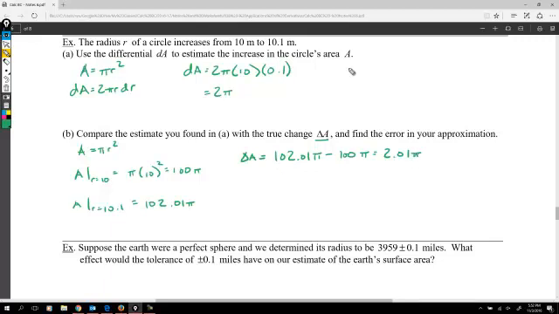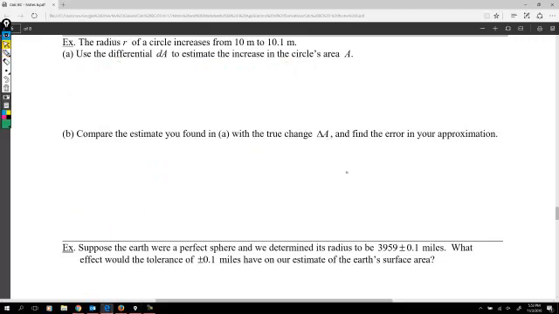Now my estimate using differentials was that the difference would be 2 pi, meaning that I was off by 0.01 pi, which is pretty good. That's like 0.0314 away. All right, so that's not a bad approximation. All right, let's keep going.